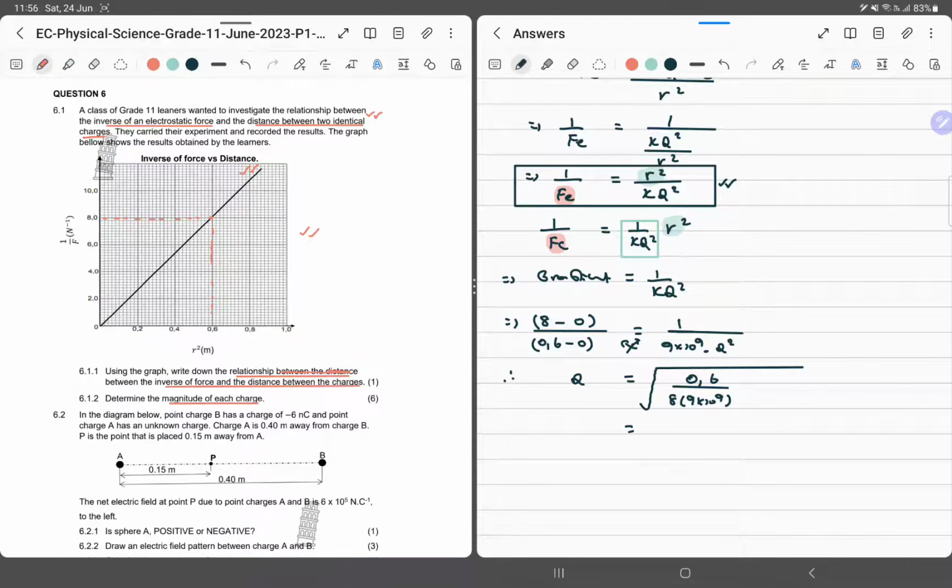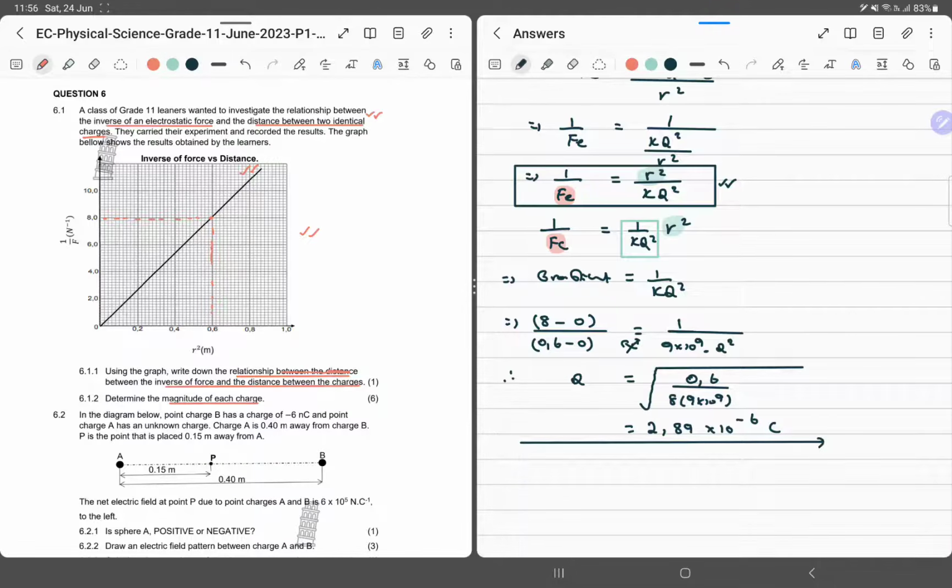So let's see, what do we get in there? This is the square root of 0.6 divided by 8 into 9 times 10 to the 9. So this one gives us 2.89 times 10 to the minus 6 coulombs. So this is 2.89 microcoulombs. So this makes sense. At least it's something that we can accept. All right, so that is how you work this out.